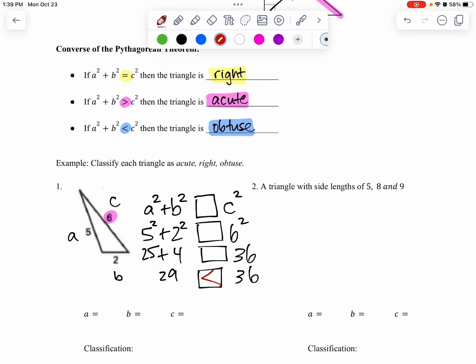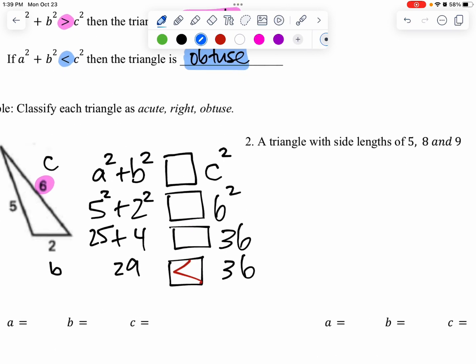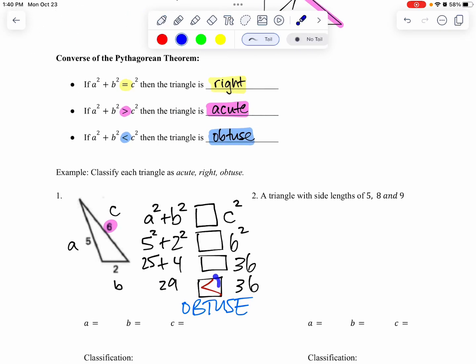So because it is this symbol, matches this one, I am going to write obtuse. And I'm going to write it in blue. And that is because this symbol right here matches this one. And next to that, I wrote obtuse.